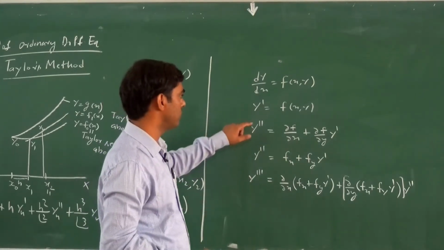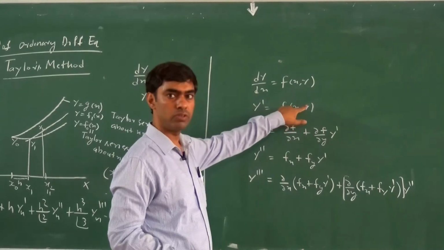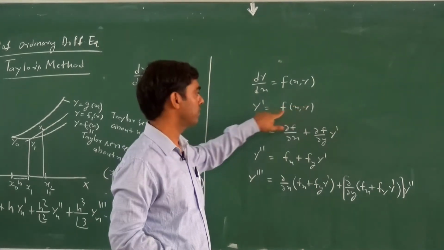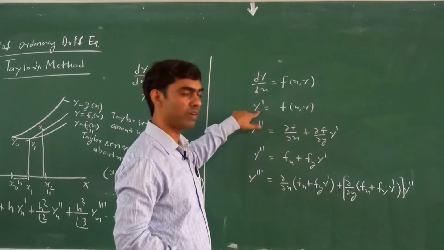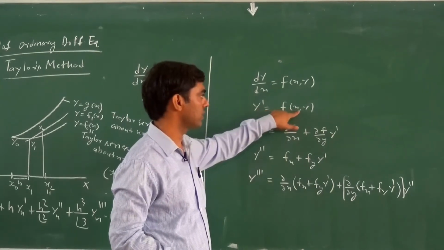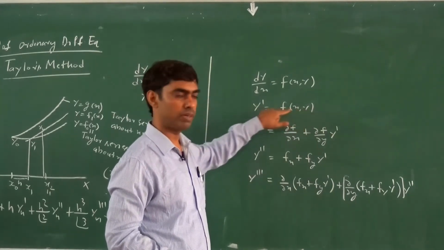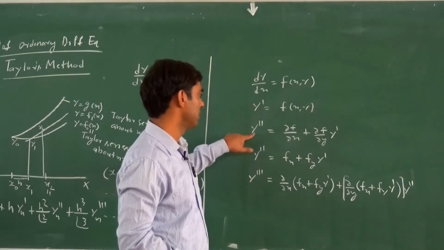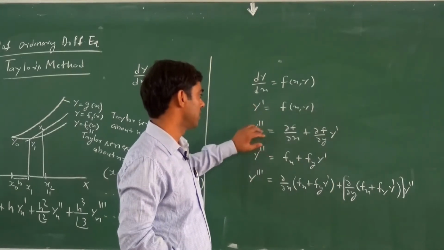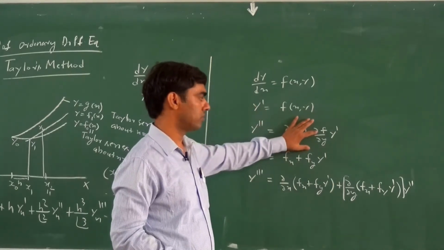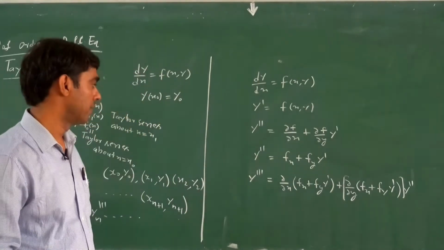So how do we find y0 dash? By putting x equal x0, y equal y0. Then we find the value of y0 dash. How do we find y1 dash? By putting x equal x1, y equal y1. Then we find the value for y1 dash. Similarly for y0 double dash, in this expression, which is a function of x and y, we put x equal x0 and y equal y0. Then we find y0 double dash.